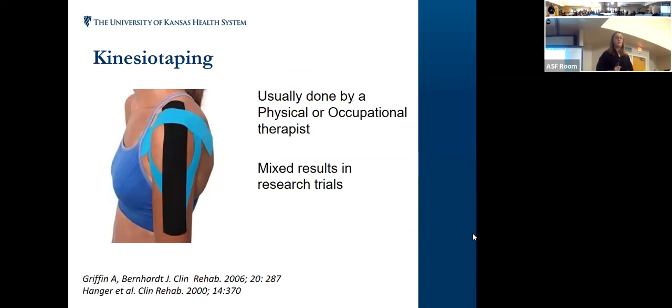Okay, so kinesiotaping is this. It's usually done by a physical or occupational therapist. What it is is these strips of fabric-like tape that just go on the skin. The therapists will have some interesting techniques, and what they do is they just kind of apply the tape in different positions that kind of mimic what your rotator cuff muscles should be doing. It can be really helpful for pain. It can just give your shoulder a little bit of support, a little bit of feedback to kind of reduce that pain and improve the positioning. So we do this a lot in the clinic too.